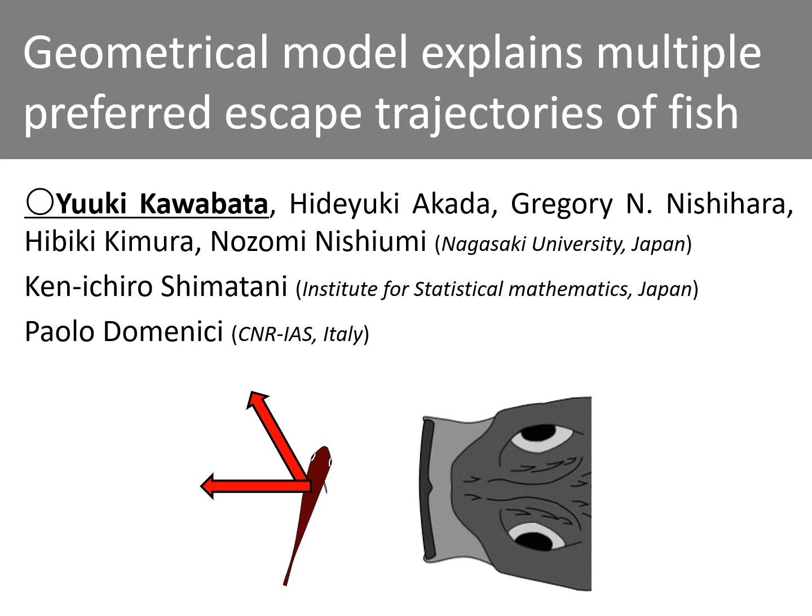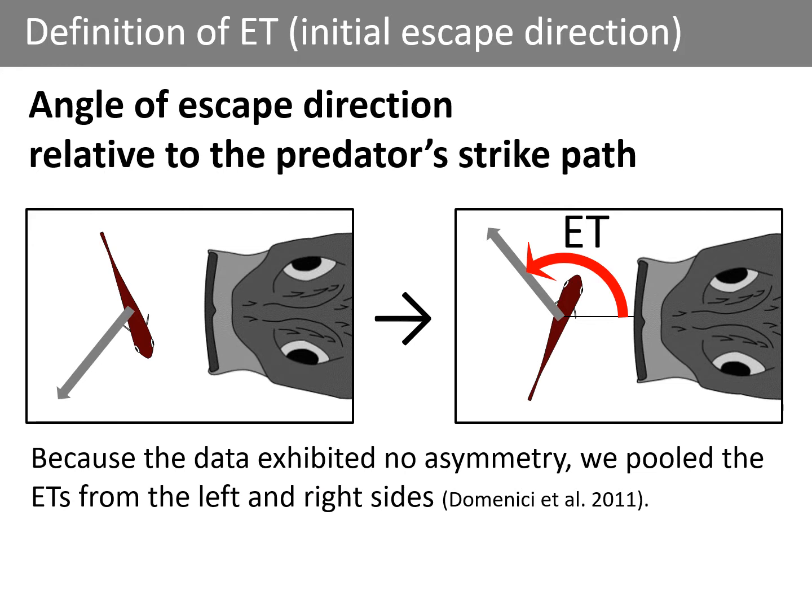Today, I'm talking about the geometrical model that explains multiple preferred escape trajectories of fish. Before going to the main topic, let me explain the definition of ET, or initial escape direction. It was defined as the angle of escape direction relative to the predator's strike path. Because the data exhibited no asymmetry, we pooled the ETs from the left and right sides, as though all fish were attacked from the right side.